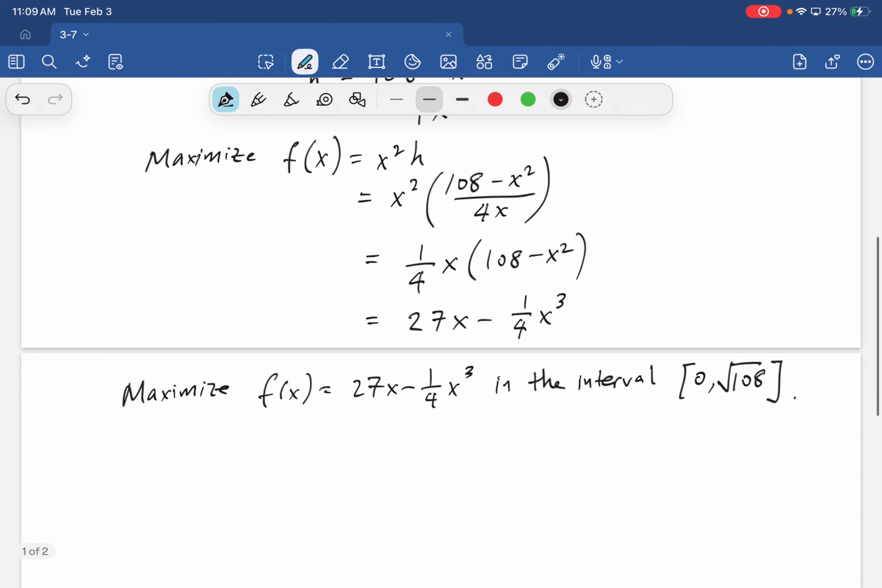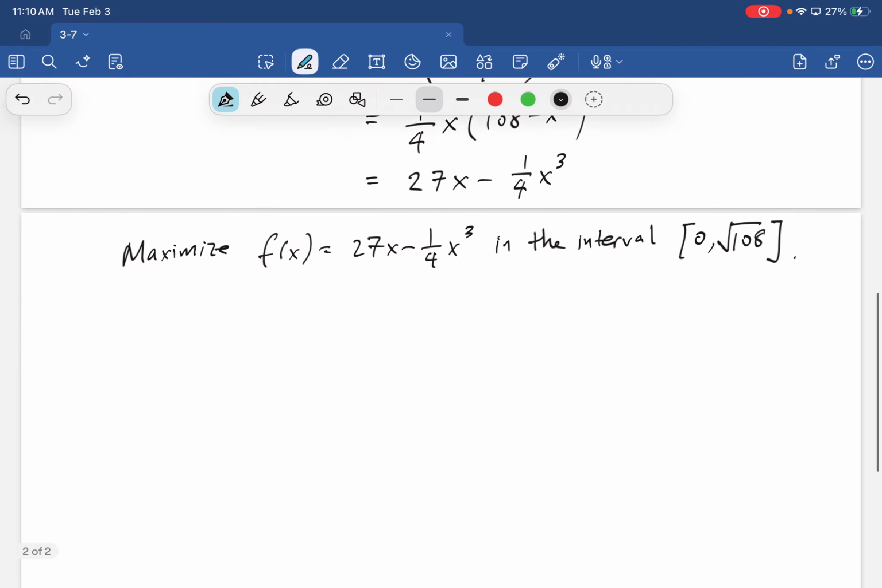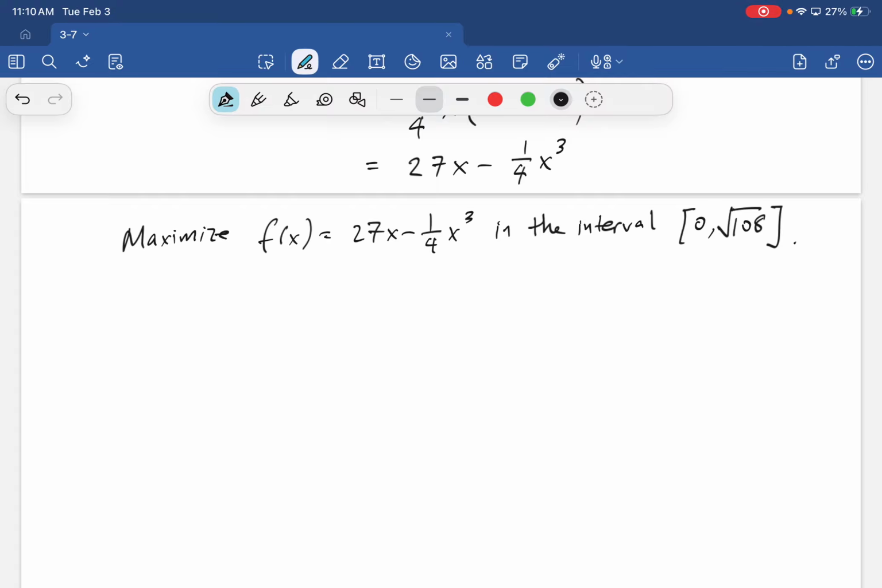That tells us how the variables in our equation are related to each other. And then secondly, we want to write the function that we're trying to maximize. In this case, we're trying to maximize the volume, right? That we're trying to optimize. That's a better word. So in this case, we're trying to maximize the function f of x, which corresponds to the volume of the function.